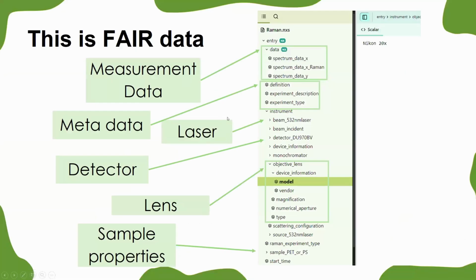Yeah, this is how such a NeXus file looks like. This is where we want to go. You can find the metadata, information about the laser, detector, lenses, and also sample properties and so on.